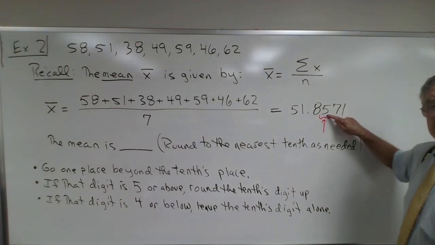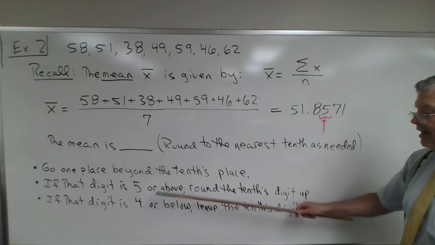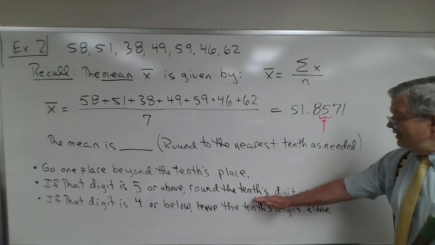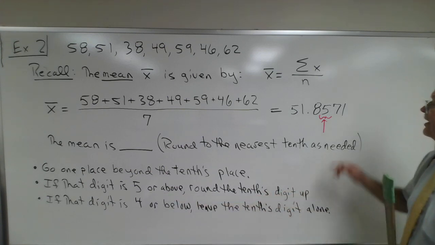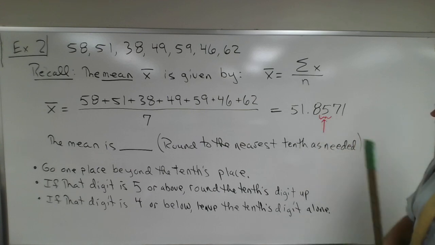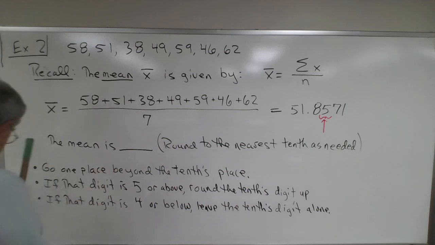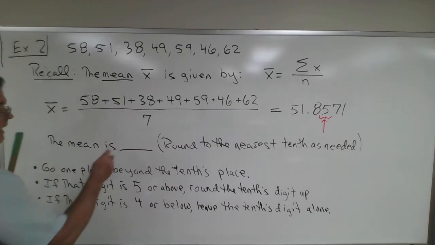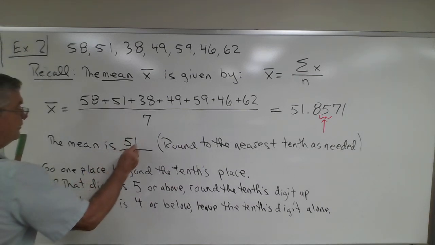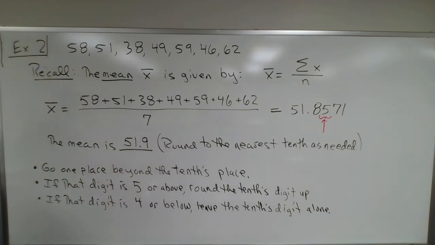This digit falls into the category of being 5 or above. So we round the tenths digit up. We go to the tenths digit and we round it up to a 9. So our entry is 51.9. That's how we enter the mean.